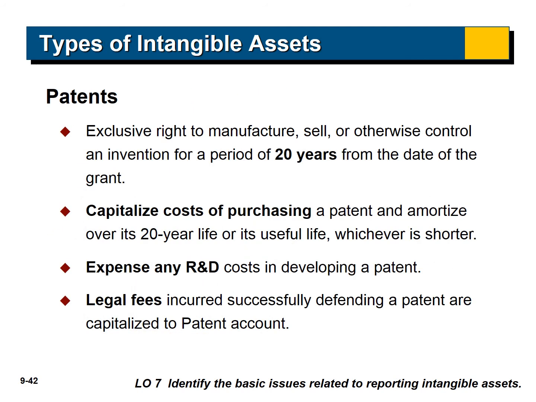So patents give an exclusive right to manufacture, sell, or otherwise control an invention for a period of 20 years from the date of the grant. They capitalize costs of purchasing the patent and amortize it over a 20-year life, whichever is shorter, or useful life. Any R&D costs developing the patent, this stands for research and development, any research and development costs are expensed. They are not put into the asset account. Capitalized means put into the asset account. Legal fees incurred during successfully defending a patent are capitalized to the patent account.